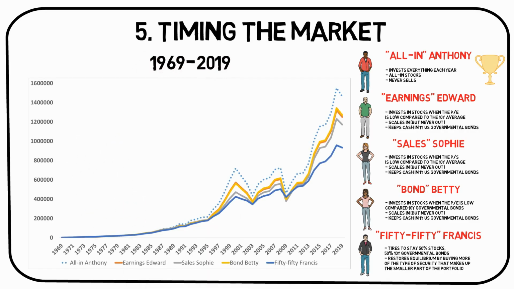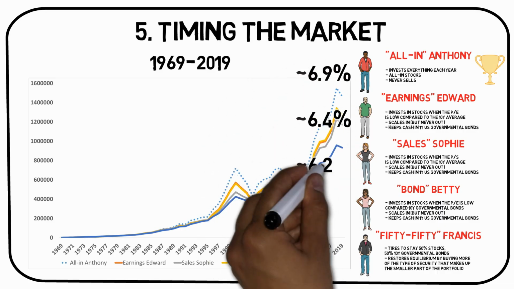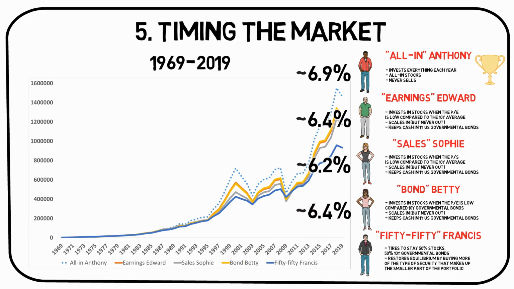In terms of yearly returns, his strategy was able to generate, on average, about 1.5% more than 50-50 Francis, and 0.5% more than the others. Over the course of 50 years, as you can see, this results in quite a significant difference in portfolio values. Strategies of this sort aren't without their flaws, unfortunately, as the future may not look exactly like the past, and because the methods require a considerable amount of human fortitude to stick with.